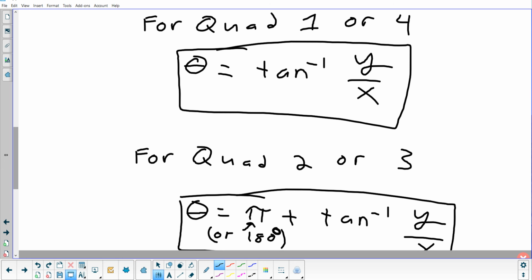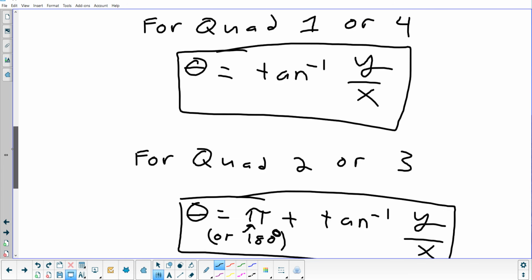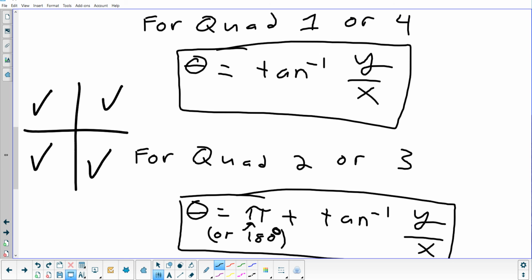That's only for quadrants 2 or 3. If you're doing it in radians, you can add pi. It's the same thing, but we'll probably do it in degrees, the example I show you. And now these 2 formulas cover quadrant 1, 2, 3, 4.